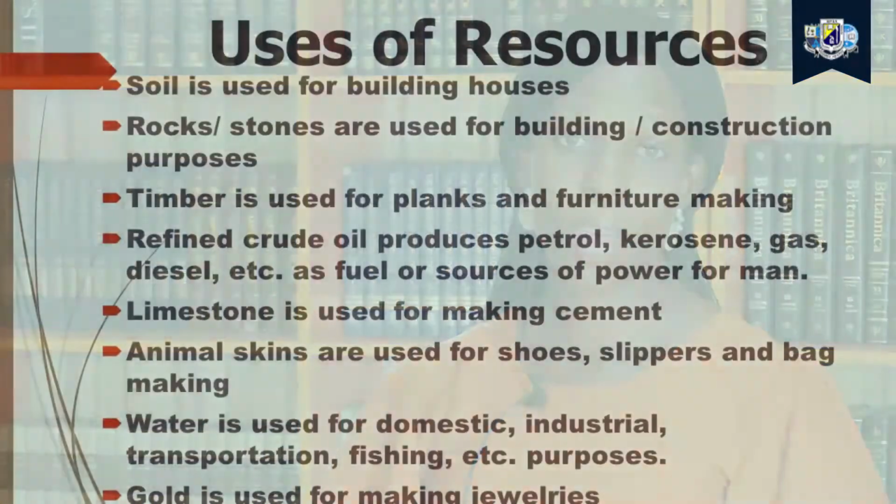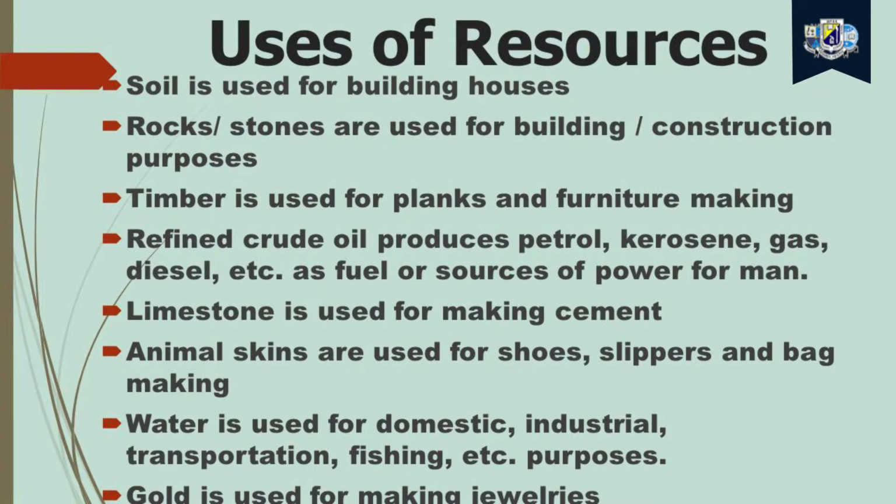Now we're going to be looking at the uses of some of these resources one after the other. We have bitumen. Bitumen is a resource that is used for the construction of roads. Refined crude oil produces petrol, diesel, and kerosene, which is used as fuel for our vehicles and our generators. Limestone is used to produce cement. Then animal skins can be used for the production of leather slippers, leather shoes, leather bags, etc.